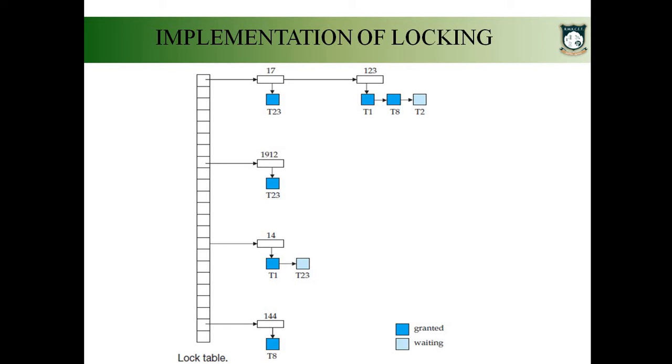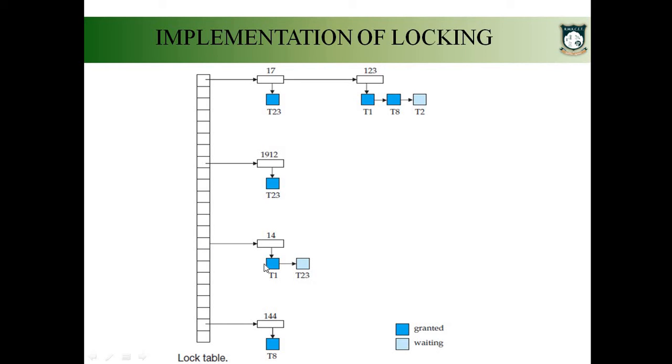Now how is this concept implemented? This is implemented by using this data structure. Probably you can relate this data structure with the hashing data structure that you have learned in data structures. For every data item, a particular position in the hash table will be allotted. Say for example, there is a data item called 1912, and for this 1912, this is the position that has been allotted in the lock table. Similarly, for data item 14, this is the position allotted.